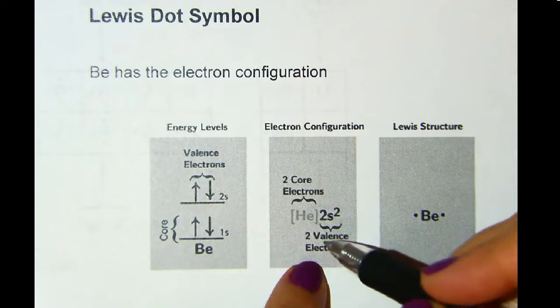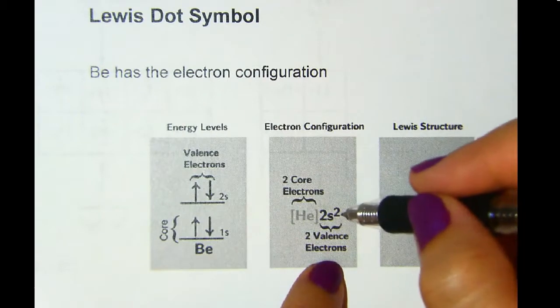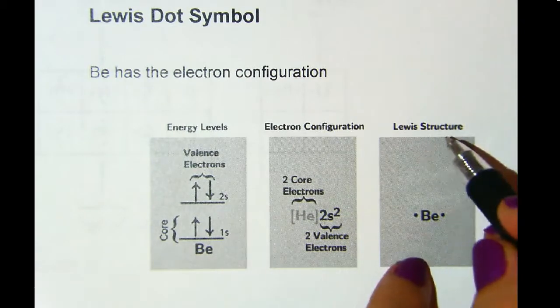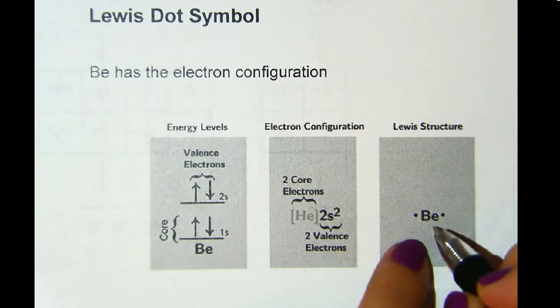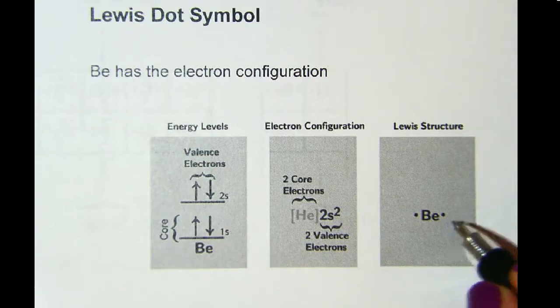So here's the noble gas configuration, helium 2s2. Here's our valence. Since there are two valence electrons, a Lewis dot symbol would be the symbol for beryllium and then two dots to represent the two valence.